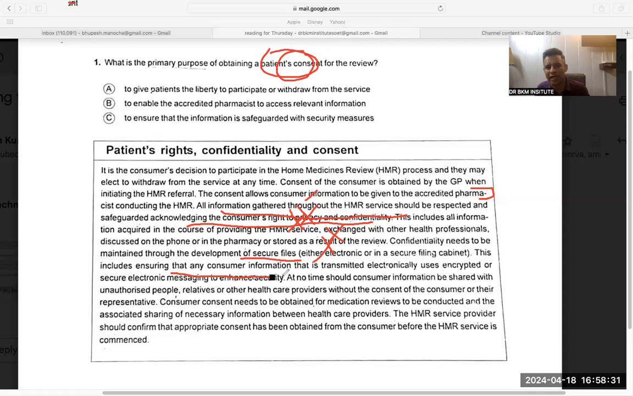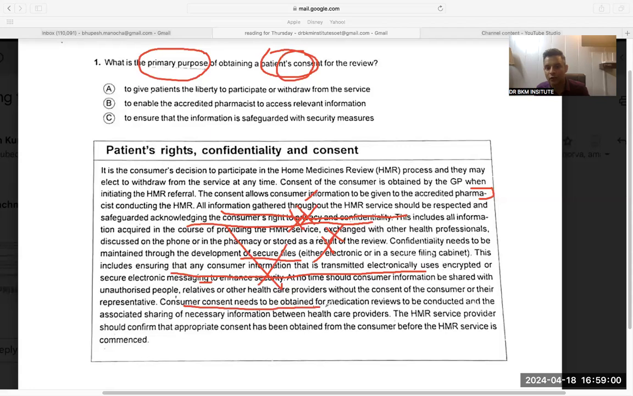This includes ensuring any concerned information, if transmitted electronically, uses encryption. Now they are giving instructions on how we should pass on the information of the patient to someone, but they are not giving the purpose. So this is a very, very difficult question in the final exam if it comes. But the person who understands the question well, that purpose means why, will be able to find the answer. So nothing in this paragraph is important except one line.